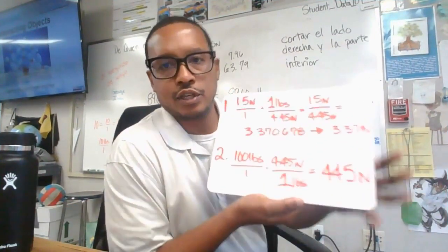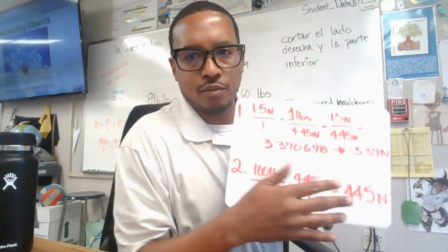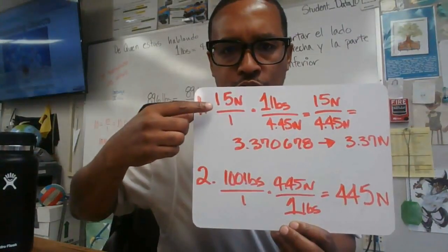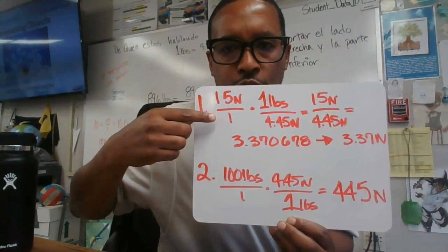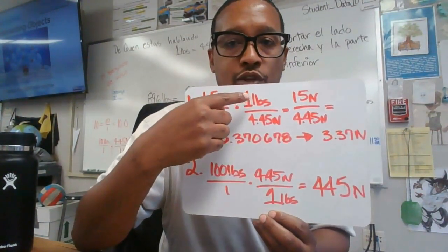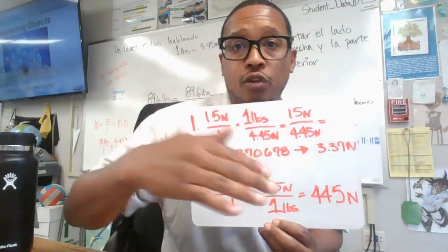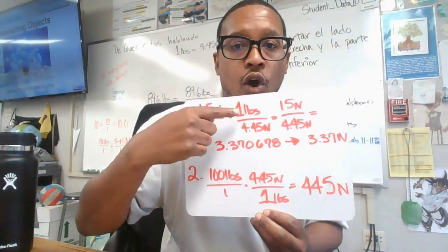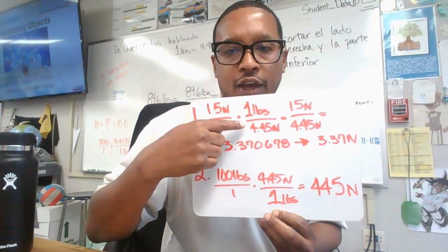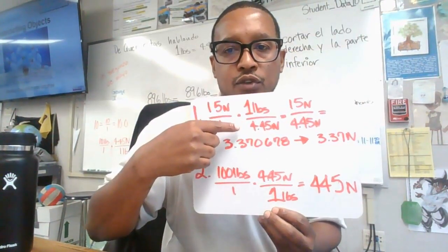I'm going to make myself bigger so we can look at this. Okay, so I've already worked it out right here. So this is number one. Make sure you're just looking at number one. So we're going from 15 newtons, right? And I put that over 1. And then we're going to go to pounds. So make sure that pounds is on top. Whatever unit you're converting to should be on the very top right there. And then you're going to have the conversion factor, which is the 4.45 newtons, right?